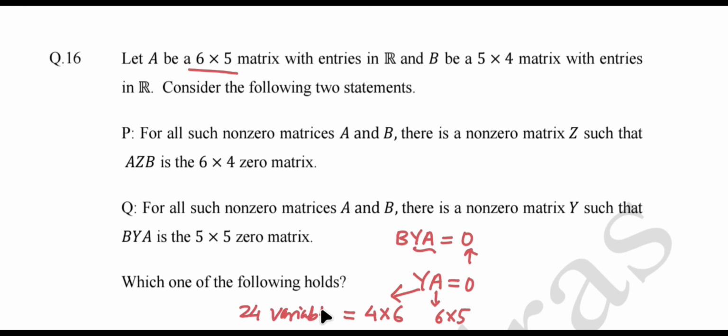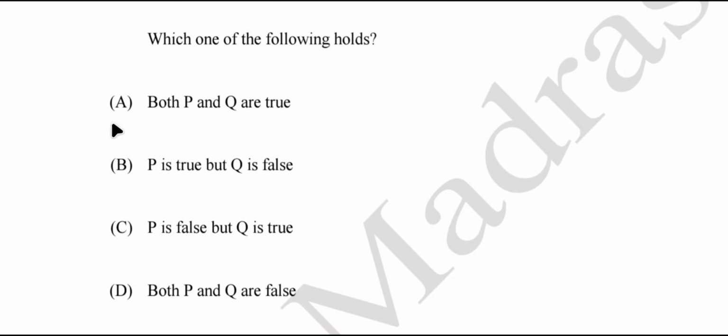This time this zero matrix is not of order 5 into 5. This zero matrix this time is of order 4 into 5, that means 20 equations. So again you see, more variables, fewer equations. Q is also a true statement. Correct option is A.